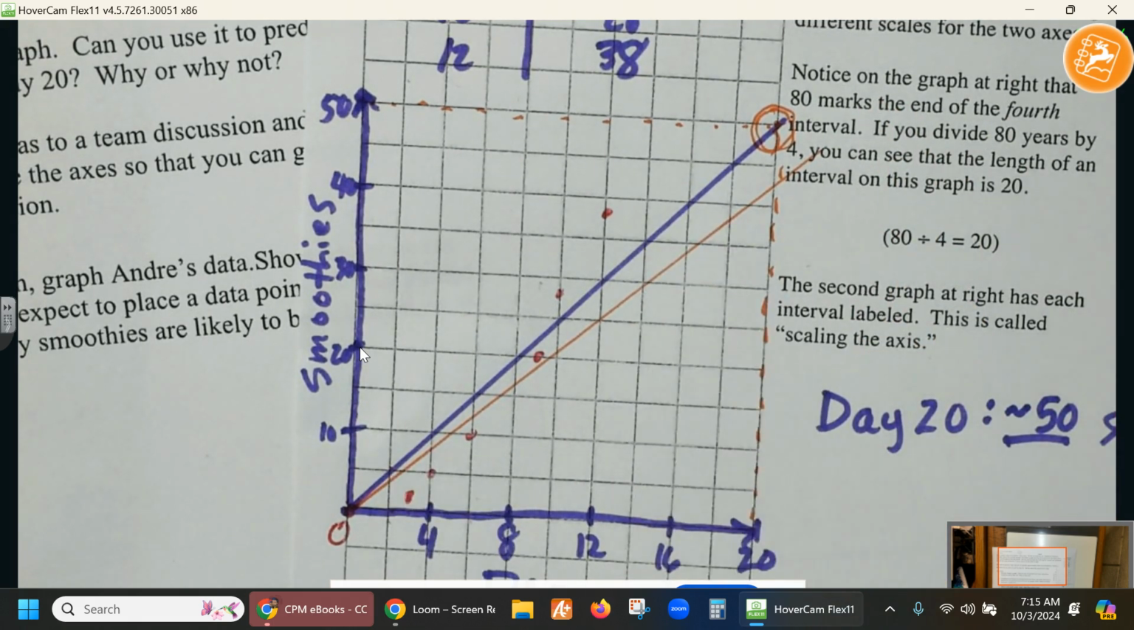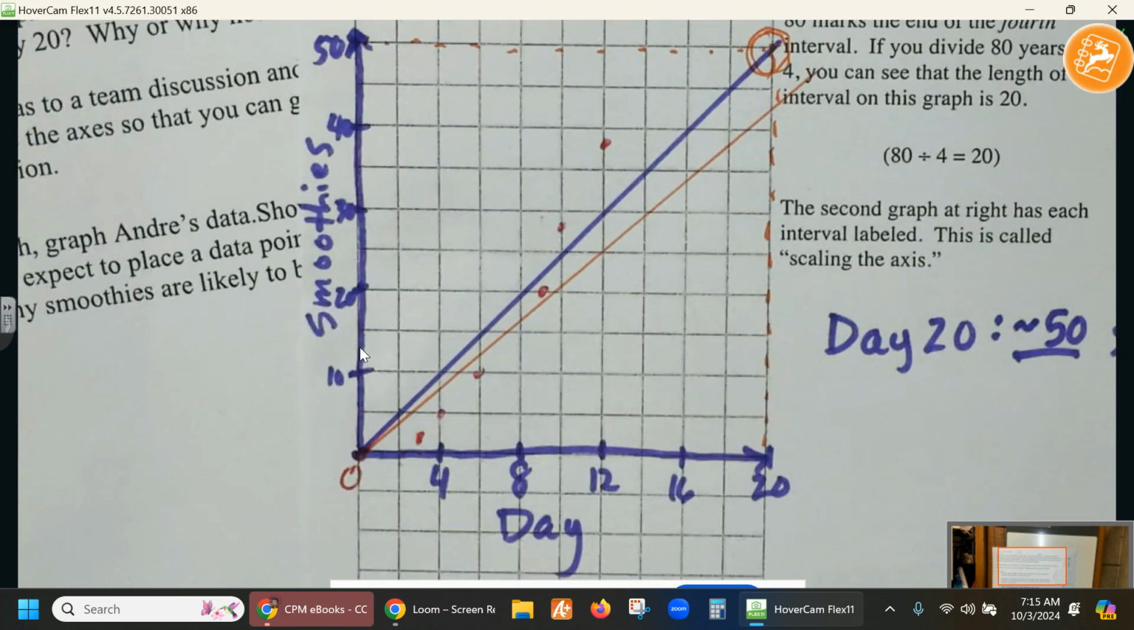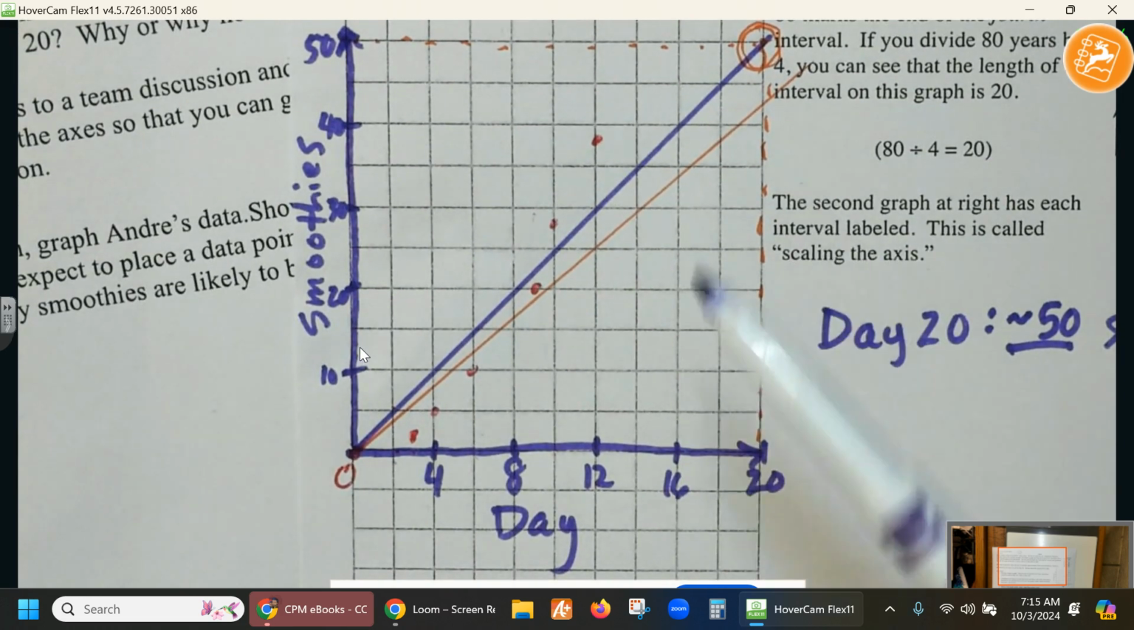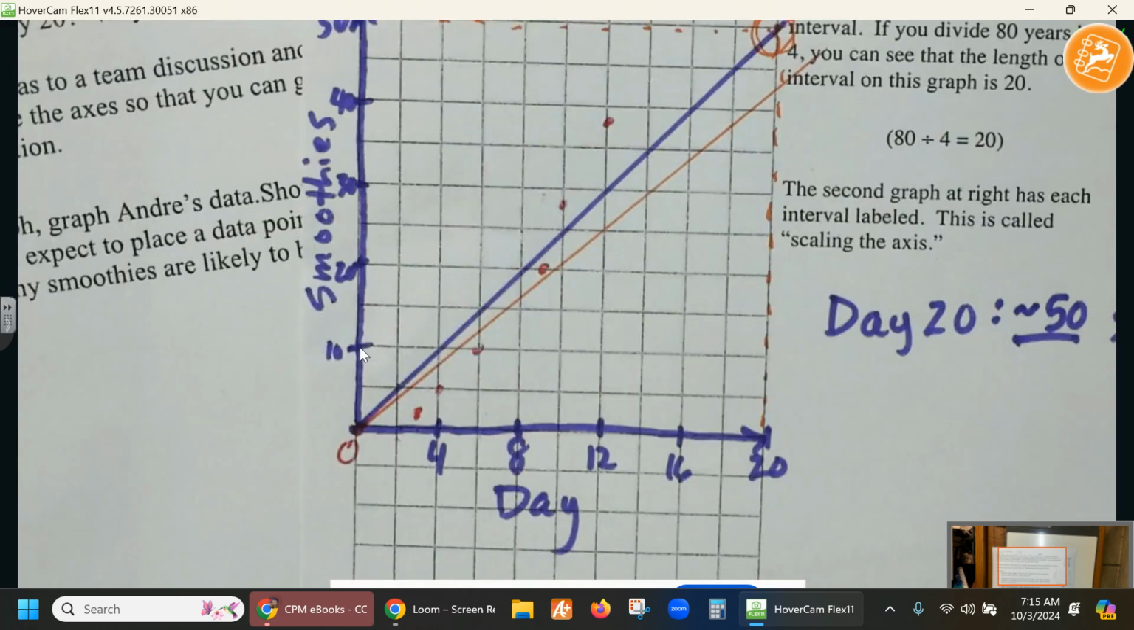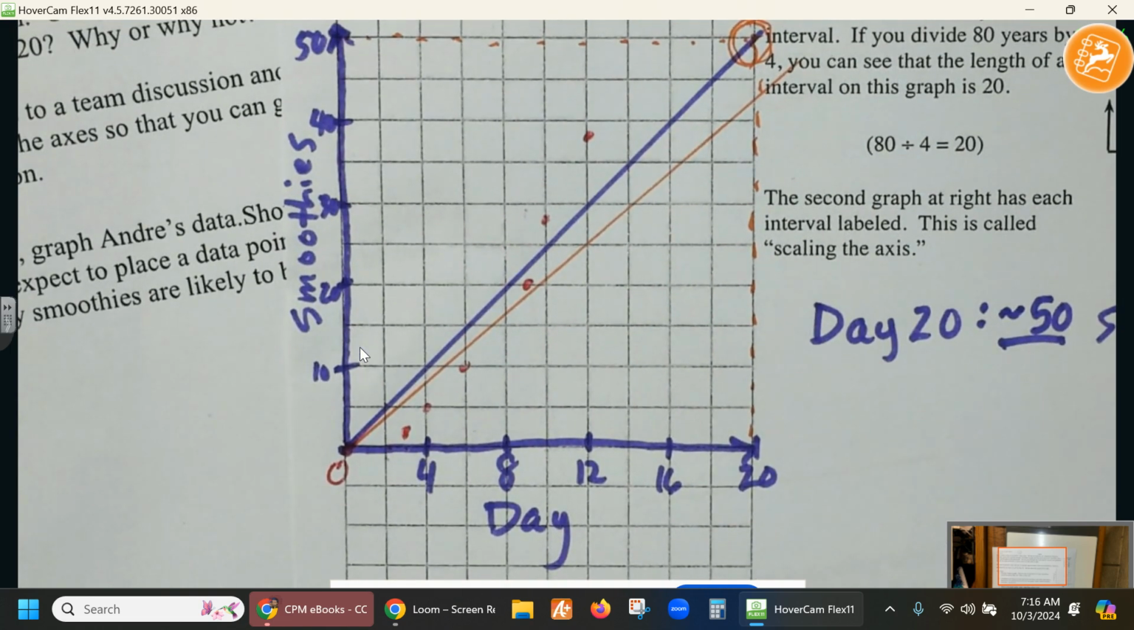So this is what businesses use to project. By the end of the year, I'm going to sell this much. By the end of the month, I'm going to sell this much. And so they actually use procedures like this in order to run a business.